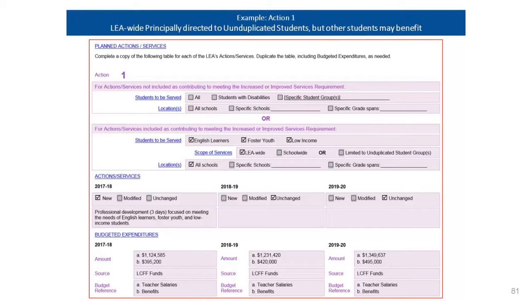The action is for all unduplicated groups. It is being offered on an LEA-wide basis at all schools and is unchanged in years 2 and 3. You will note that the funding source and the budget categories are identified. If an action is unchanged and the cost will remain the same, it is not necessary to repeat it. However, if it is a cost that is expected to change, such as salaries, those changes should be noted in the subsequent years.